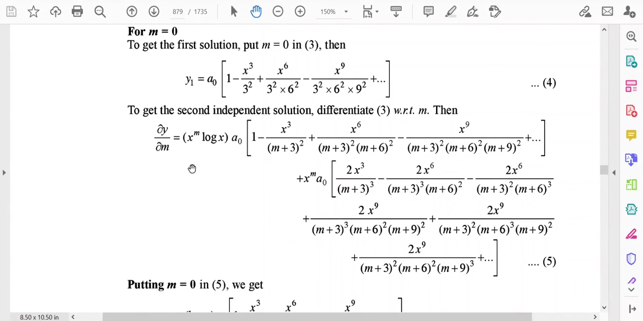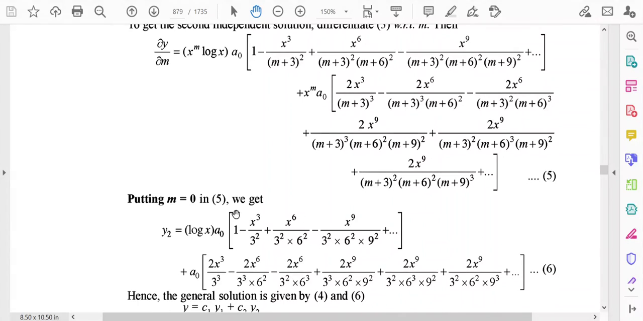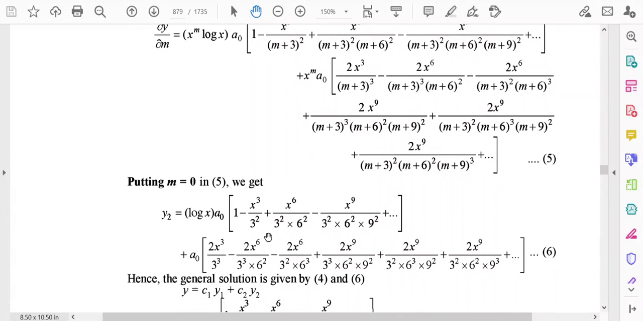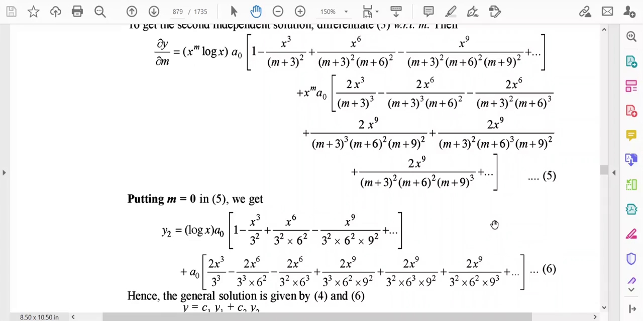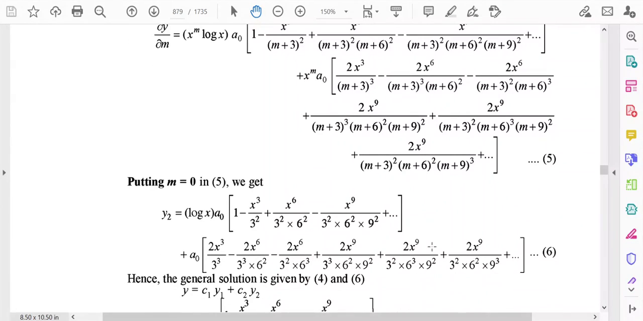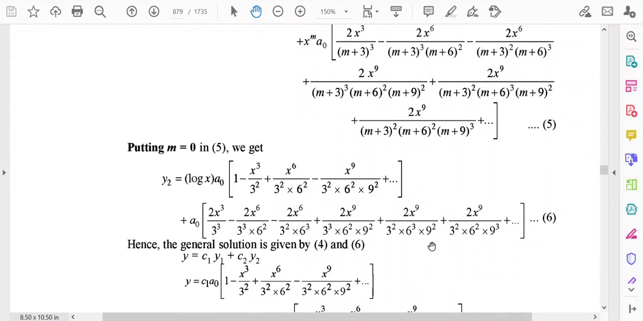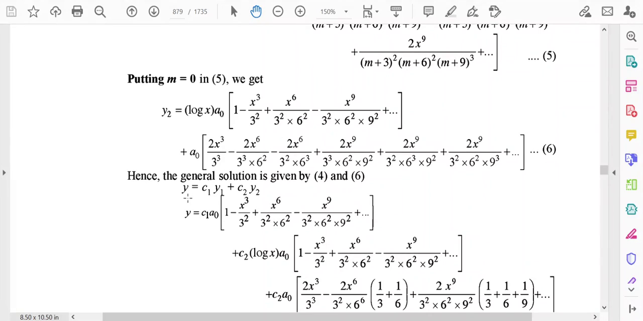So in this particular value of del y by del m, you have to put m is equal to 0 to obtain the second solution. In this right hand side, you have to put m is equal to 0, then you will get a simplified expression, that is equation 6. So equation 6 has been obtained by putting m is equal to 0 in equation 5. So del y by del m at the point m is equal to 0 will give you the second solution. This is y2, the second solution, and y1 you have already obtained earlier. So the general solution will be y is equal to c1 y1 plus c2 y2.